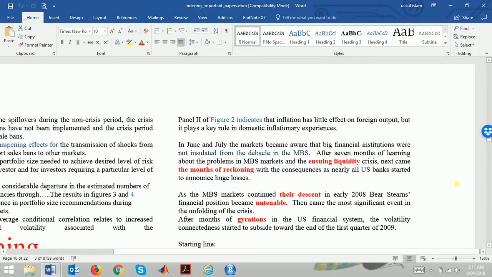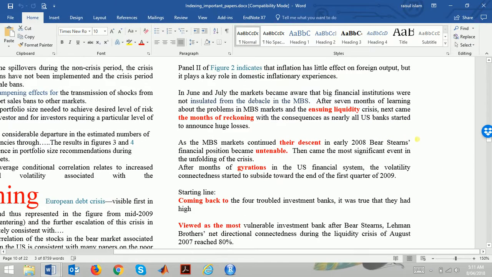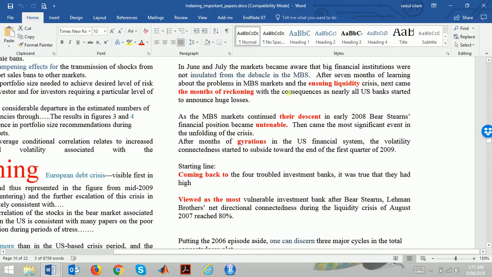In June and July, the markets became aware that the big financial institutions were not insulated from the debacle in the mortgage-backed securities crisis. After 7 months of learning about the problems in MBS markets and the ensuing liquidity crisis, next came the months of reckoning, with the consequences as nearly all US banks started to announce huge losses.